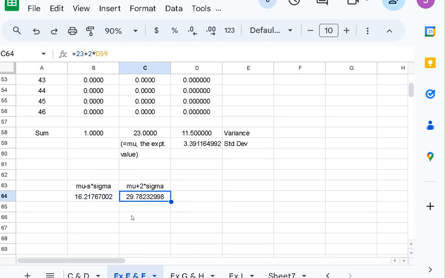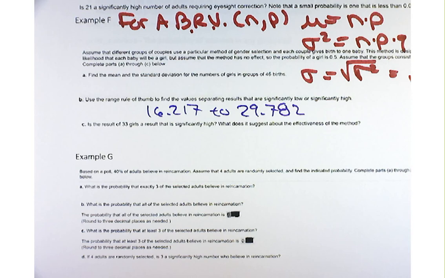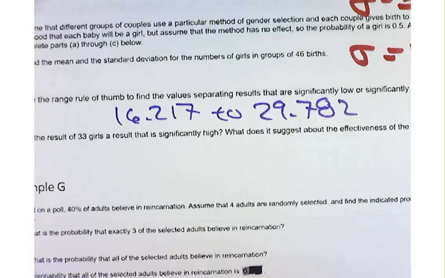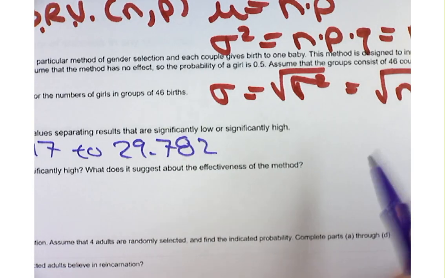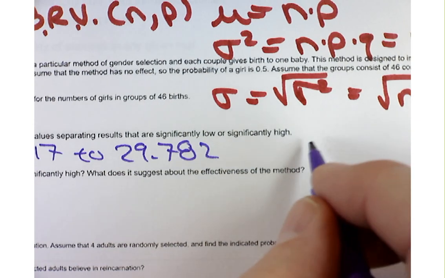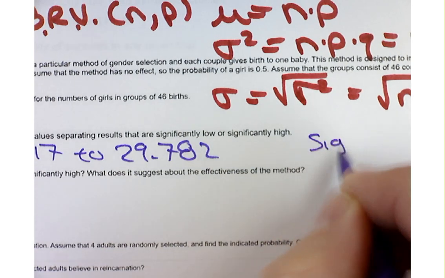16.217 to 29.782. Now those are the exact values. But can you have 16.2 baby girls? No. So practically speaking, where do these limits start at practically? Where does significantly low start at practically speaking?